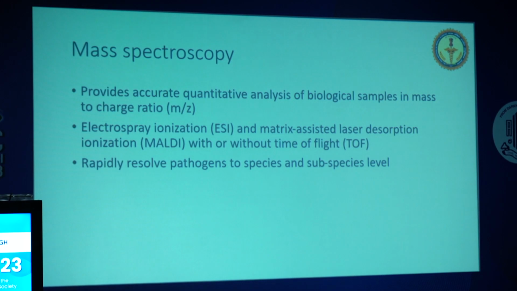Coming to the next modality, that is mass spectroscopy. So basically, I will call it MALDI-TOF only. That is matrix-assisted laser desorption ionization with or without time of flight. So we do not worry about such a long name. Just remember that this helps you resolve pathogens to species and subspecies level.